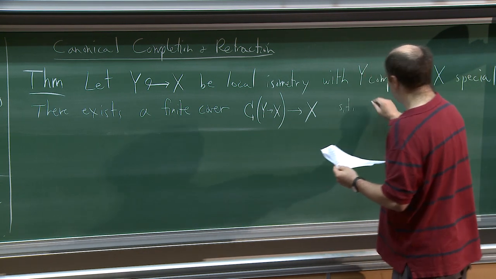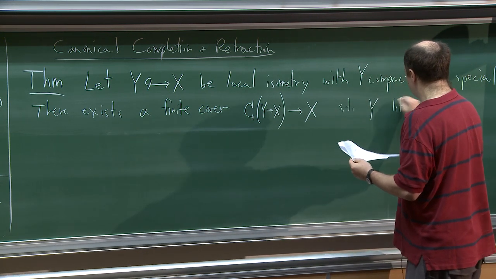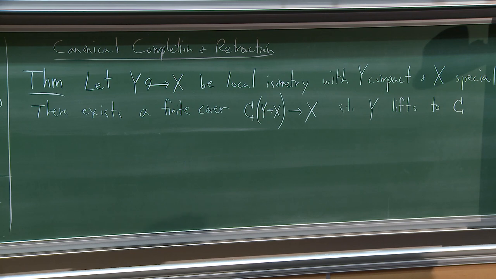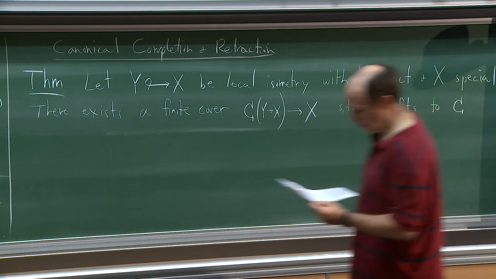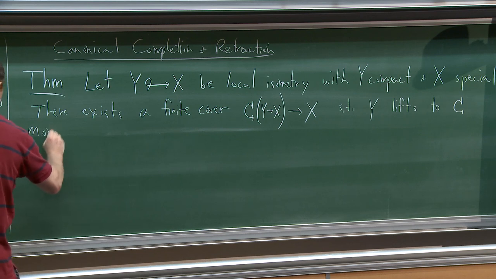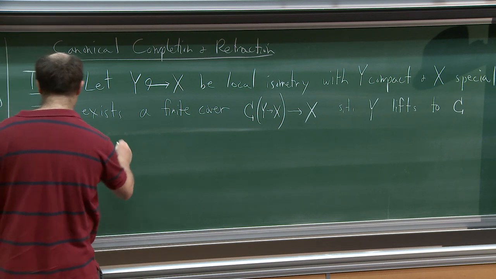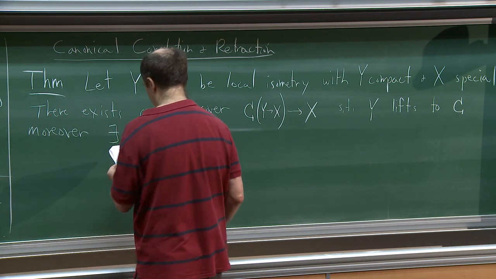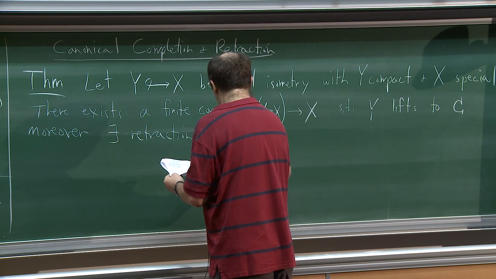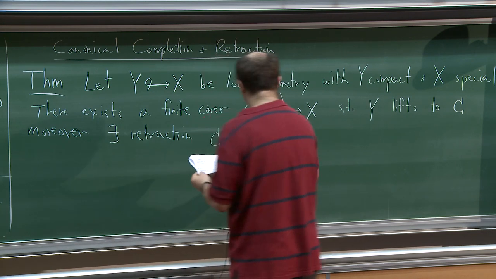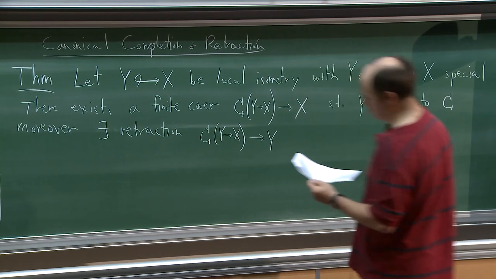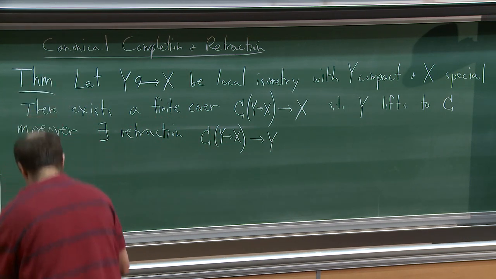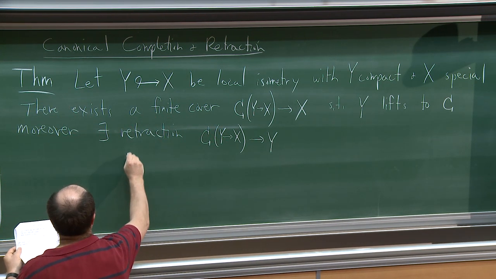Such that Y lifts to this what we call canonical completion. Moreover, there exists a retraction from this covering space to Y. Okay, so I'm remiss. Let me draw a little bit of a picture, a diagram of what's happening.